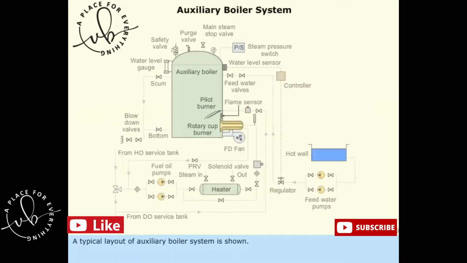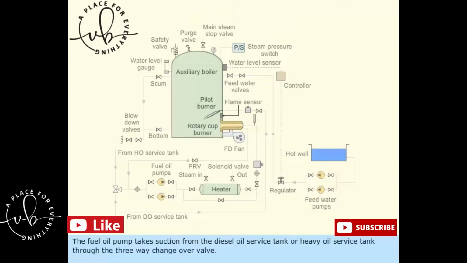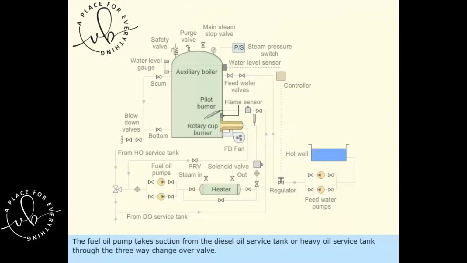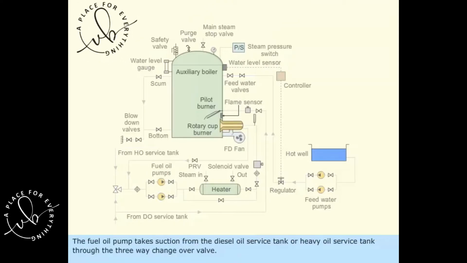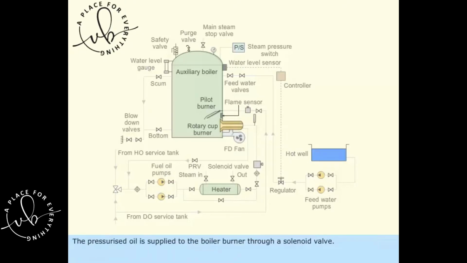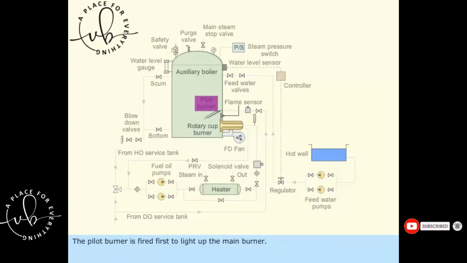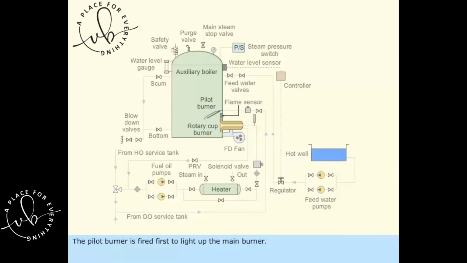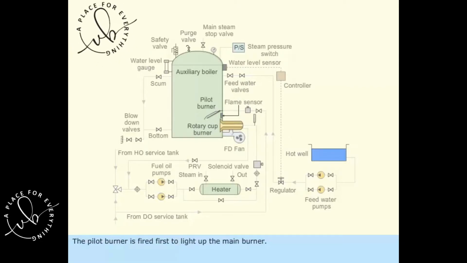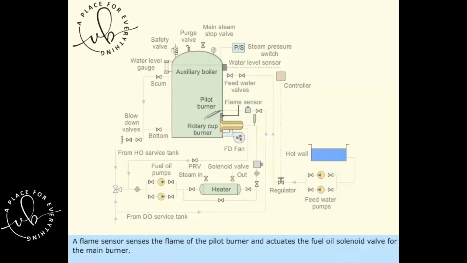A typical layout of an auxiliary boiler system is shown. The fuel oil pump takes suction from the diesel oil service tank or heavy oil service tank through the three-way changeover valve. The pressurized oil is supplied to the boiler burner through a solenoid valve. The pilot burner is fired first to light up the main burner. A flame sensor senses the flame of the pilot burner and actuates the fuel oil solenoid valve for the main burner.